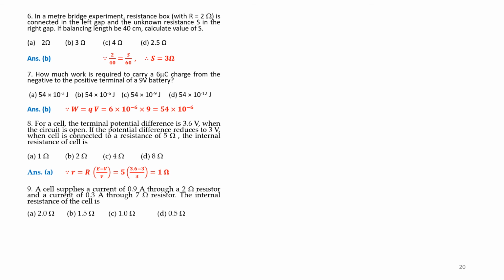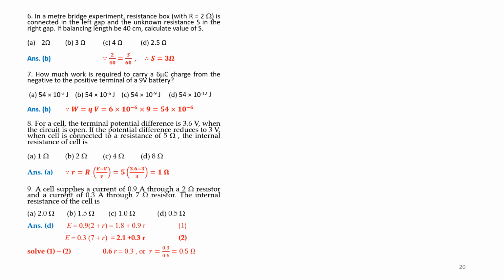Question number 9. A cell supplies a current of 0.9 amps through a 2 ohm resistor and a current of 0.3 amps through a 7 ohm resistor. We have to calculate the internal resistance of the cell. So here the calculation is E is equal to 0.9 into (2 plus r), where r is the internal resistance. That gives the equation 1.8 plus 0.9 r, equation 1.